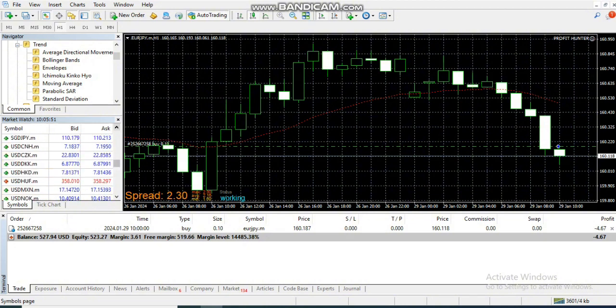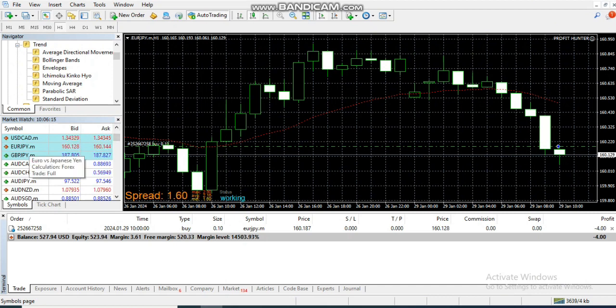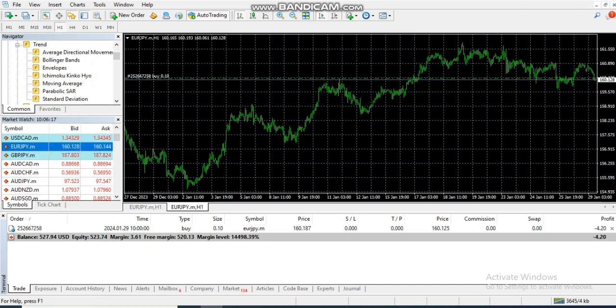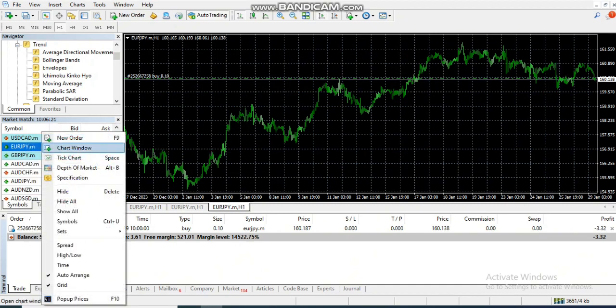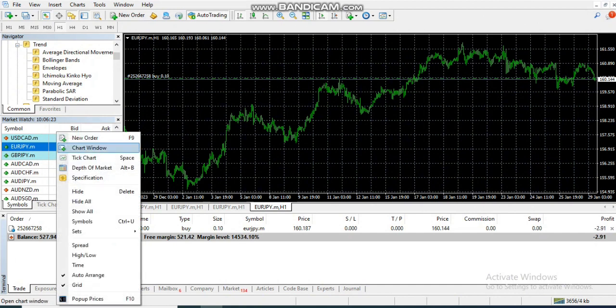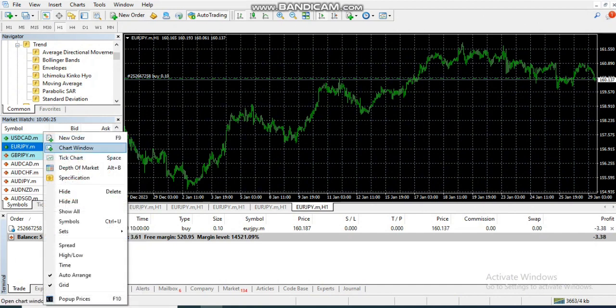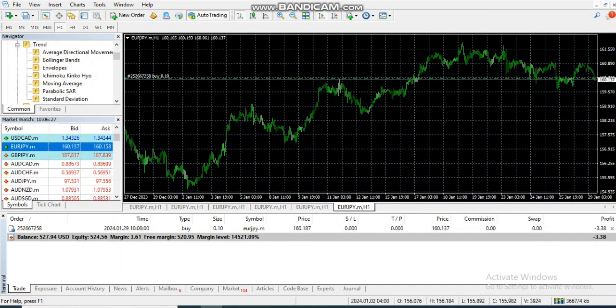So what to do here, I will come and find where Euro USD is. Euro USD, Euro JPY, not Euro USD, Euro JPY. I will find Euro JPY, and I add Euro JPY on the chart. And the bot also.